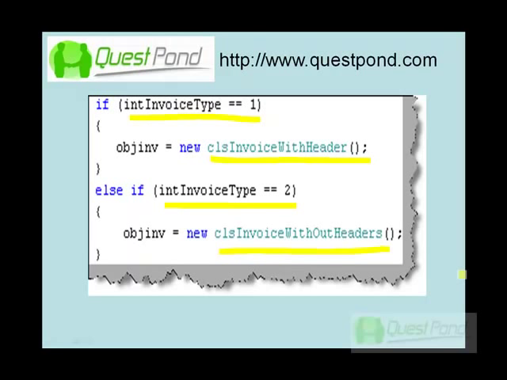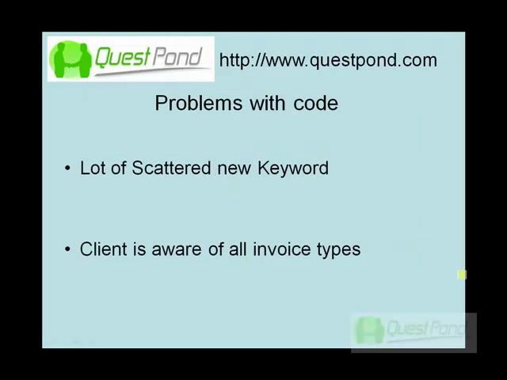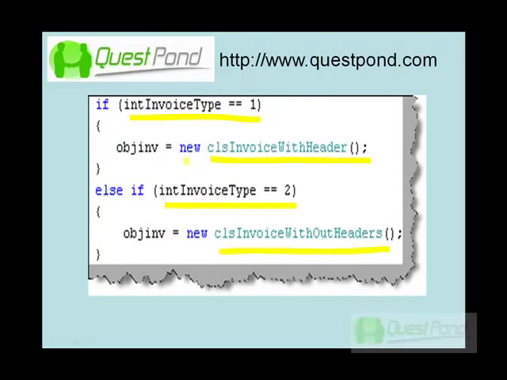Now the requirement here is that the client takes from the user what type of invoice he wants to use, and depending on that it creates the objects. Now there are two big issues related to this code. The first issue is that there are a lot of scattered new keywords. There is a new keyword here, a new keyword there, and then if there is one more if condition, you will have one more new keyword.